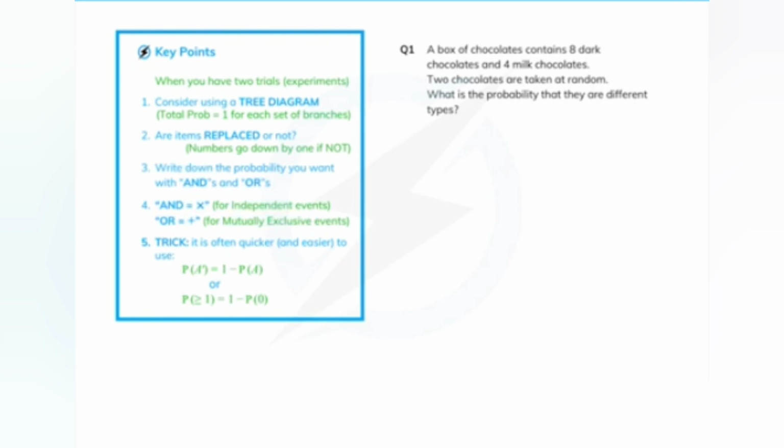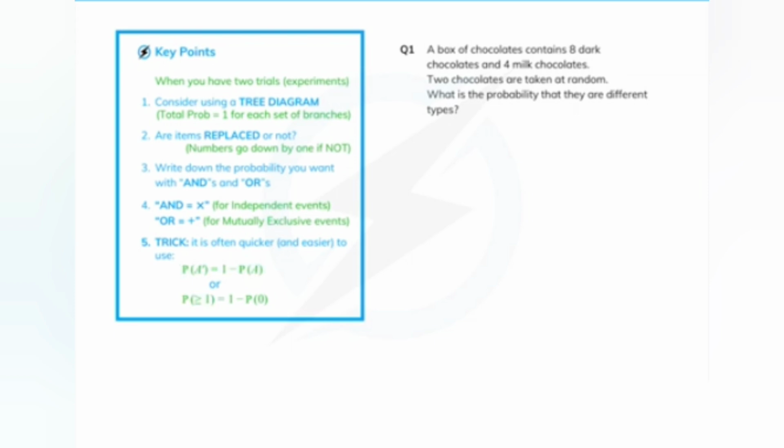And there is a trick you can use, a couple of tricks here. It's often quicker and easier to use. Well, if you want to find the probability that something doesn't happen, so the probability of not A, it's often easier to find the probability that it does happen and subtract it from 1. And similarly, if you want to find the probability that you get at least one of something, find the probability that you'd get none of that something and subtract that from 1. And often the question will highlight a word which tells you to use that trick. So anyway, let's apply this to some questions.